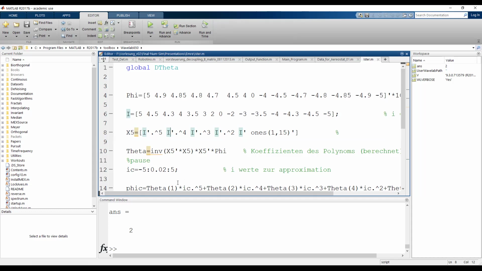Let me explain here. The matrix X phi. Why does the matrix X phi have this structure here? Because I is a row vector. I put an apostrophe because I need a column vector. I will show you in one second why. Then I put a dot because each element of the column vector must be raised up to n.